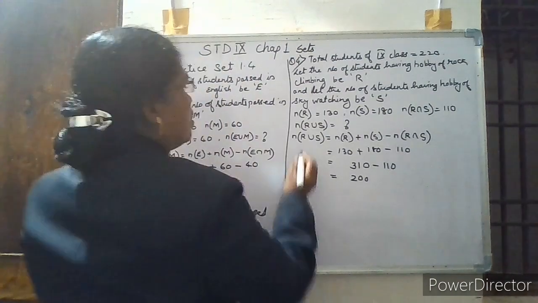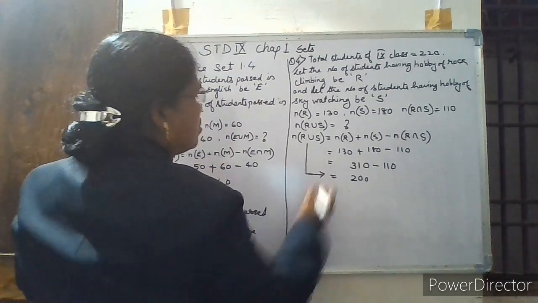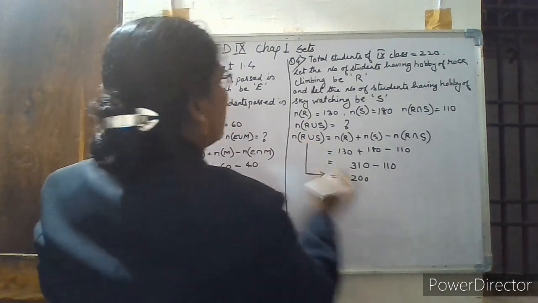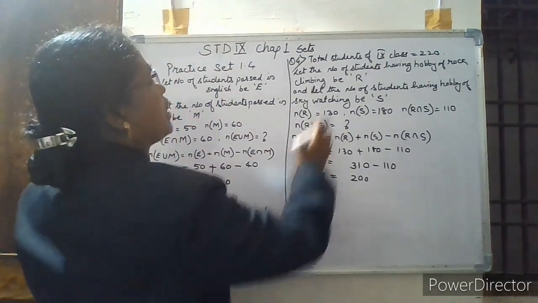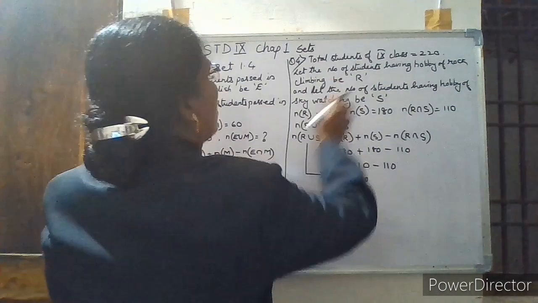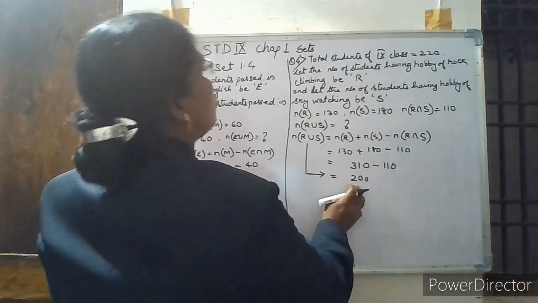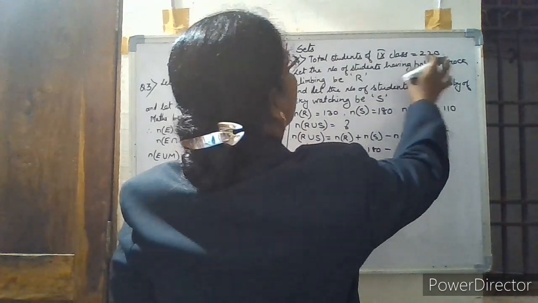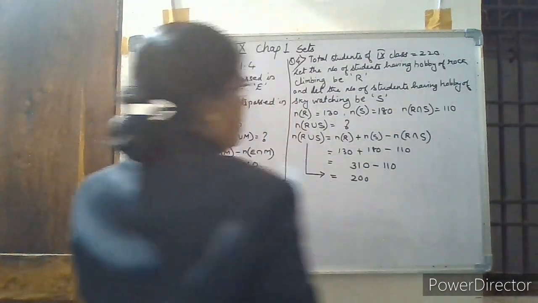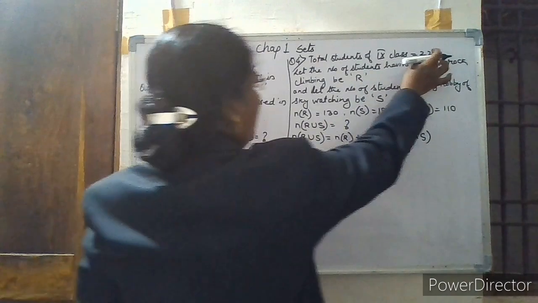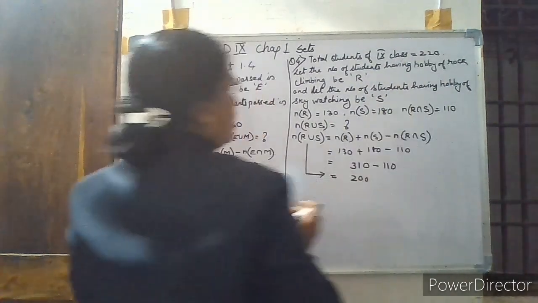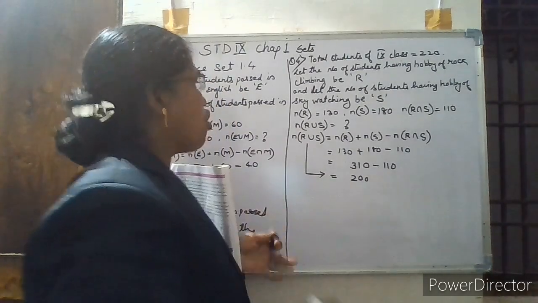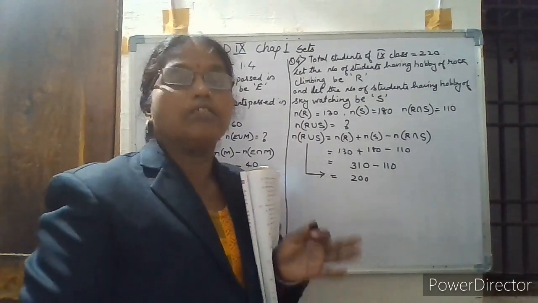Okay. Now that means the total number of students who are engaged in either rock climbing or sky watching is 200. But we have total students as 220. That means 20 students, which is extra here in the class, have neither the hobby of rock climbing nor sky watching.